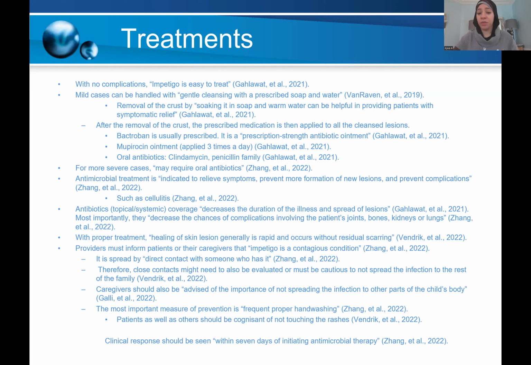Caregivers should also be advised of the importance of not spreading the infection to any other parts of the child's body. The most important measure of prevention is, of course, frequent proper hand washing. Patients as well as others should be cognizant of not touching the rashes. The clinical response should be seen within 7 days of initiating the antimicrobial therapy.